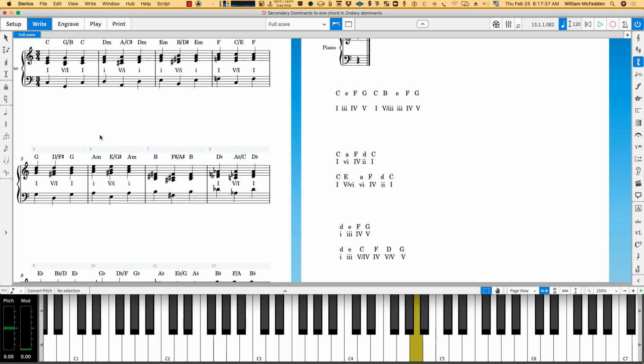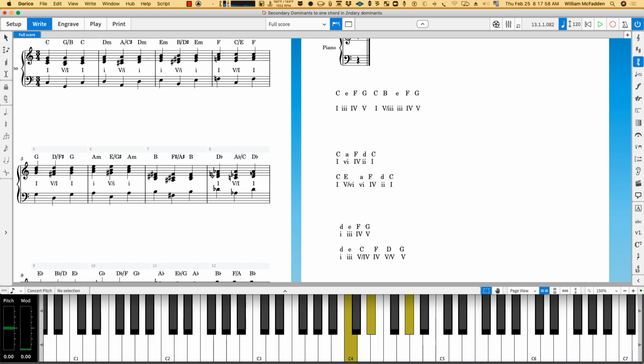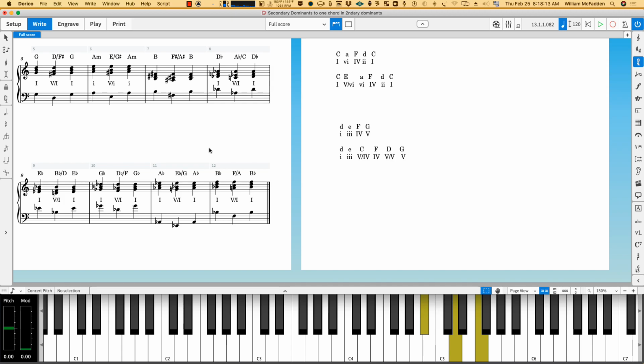And then for A minor, and then B. So the fifth note is F, so the dominant of B is F. And so on for D flat. And then E flat. So there's each note of the scale.